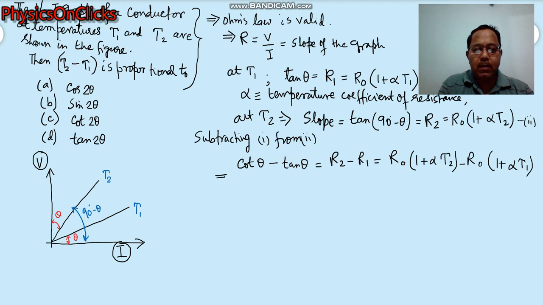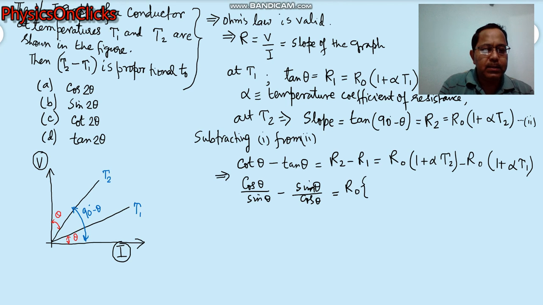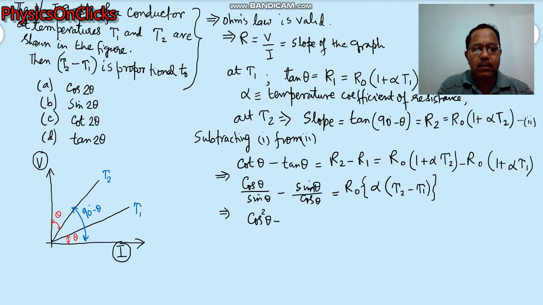And proceeding, it's a simple trigonometrical simplification. Let us write it as cos theta by sin theta minus sin theta divided by cos theta, and on the other side you take R0 common, the 1 gets cancelled, and we get alpha times T2 minus T1. So proceeding further, it will be equal to cos square theta minus sin square theta divided by sin theta cos theta, and this side it is equal to R0 alpha into T2 minus T1.